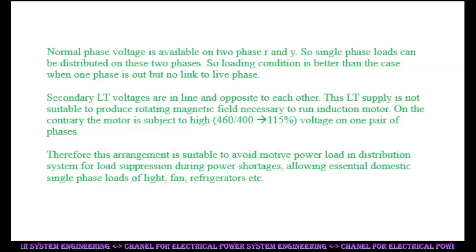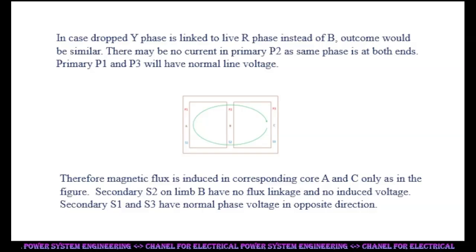Therefore, this arrangement is suitable to avoid motive power load in the distribution system for load suppression during power shortages, allowing essential domestic single-phase loads of light, fan, refrigerators, etc. In case the dropped Y phase is linked to live R phase instead of B, the outcome would be similar. There may be no current in primary P2 as the same phase is at both ends. Primaries P1 and P3 will have normal line voltage.